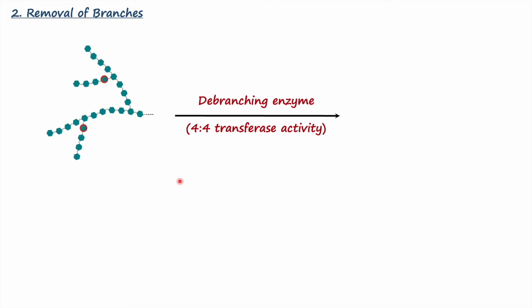In the first step, the transferase activity of the enzyme shifts the outer 3 glucose residues from the branch to a nearby non-reducing end. Suppose here we have 3 outer glucose molecules which are shifted to the nearby non-reducing end. So this is the resulting molecule where you can see that three glucose molecules are moved to the nearby non-reducing end.